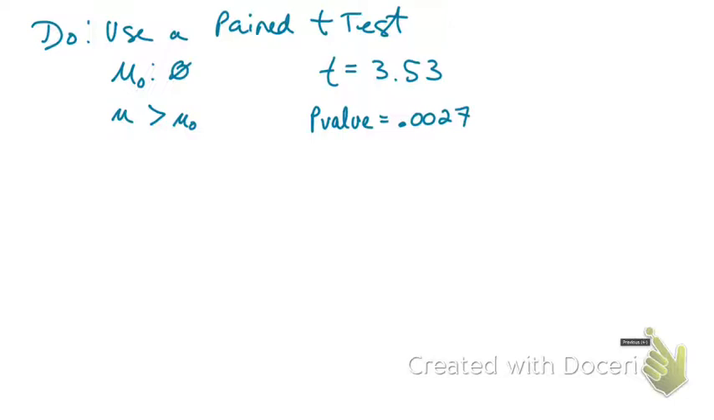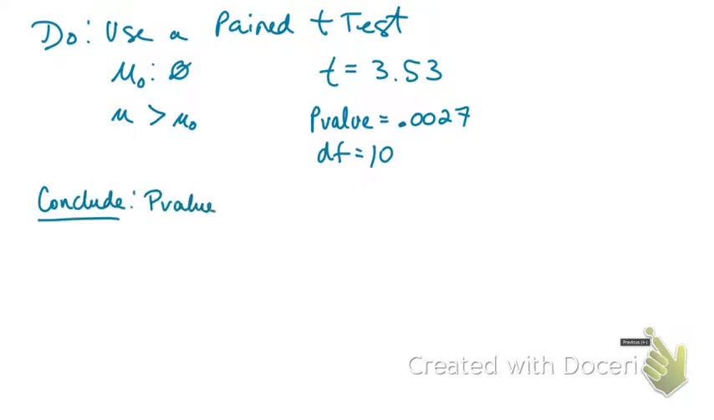Because this is a mean, we need to write down our degrees of freedom. How many degrees of freedom do we have? 10. How'd you get 10? 11 minus 1 is 10. So my degrees of freedom is 10. Perfect. What are we going to do now? Conclude. It's time to conclude.